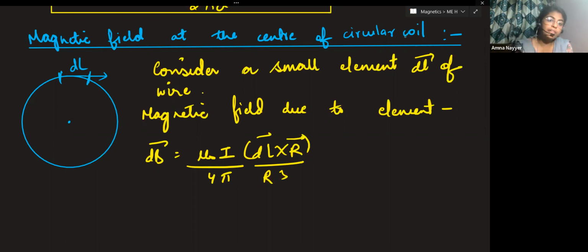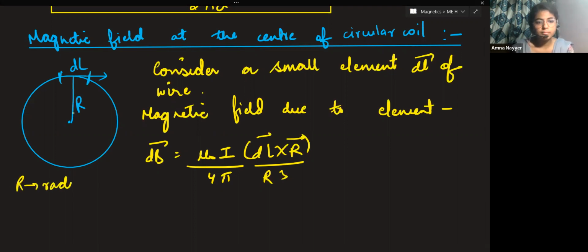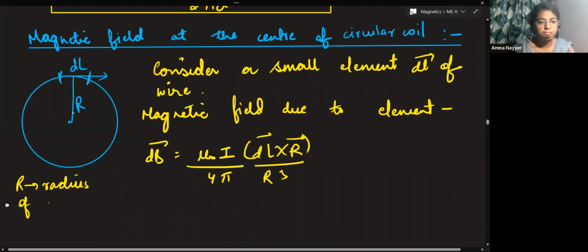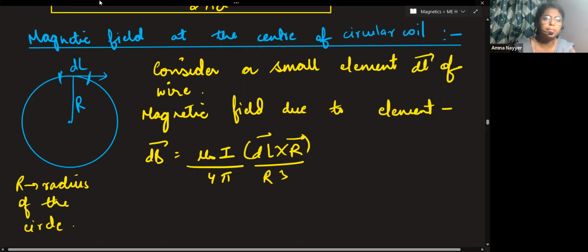Now we are finding the magnetic field due to this dl. Let's say r is the radius of the circle. So dB is equal to mu naught I dl cross r divided by 4 pi r cube. No need to even write this step. Write the simple Biot law that is available.